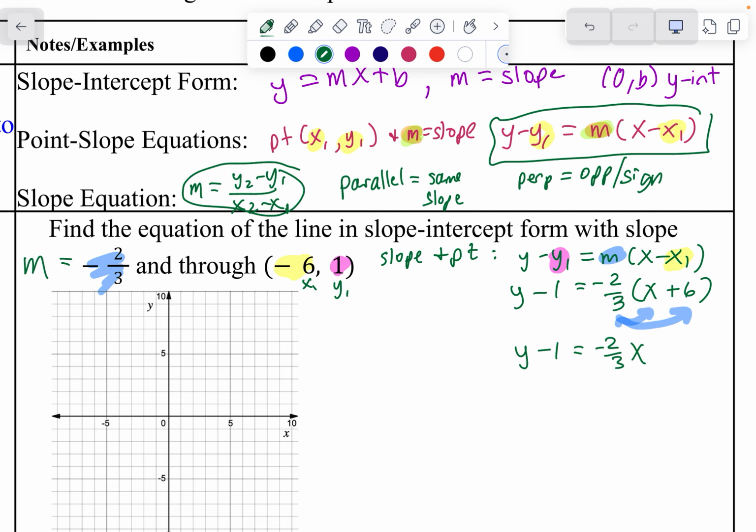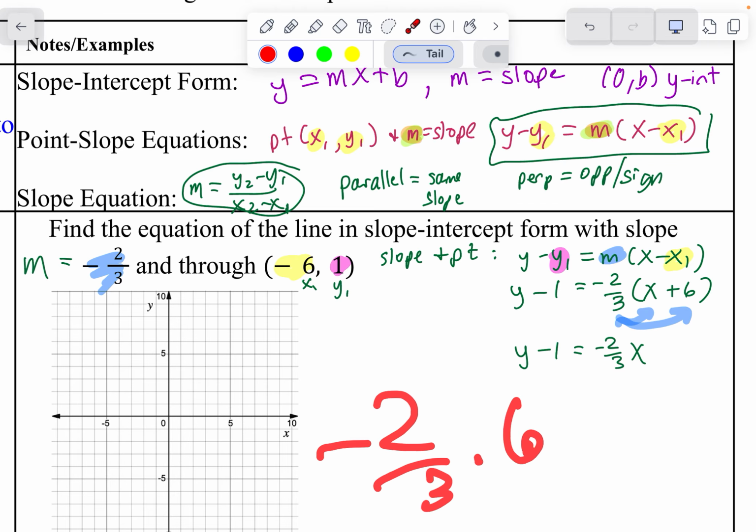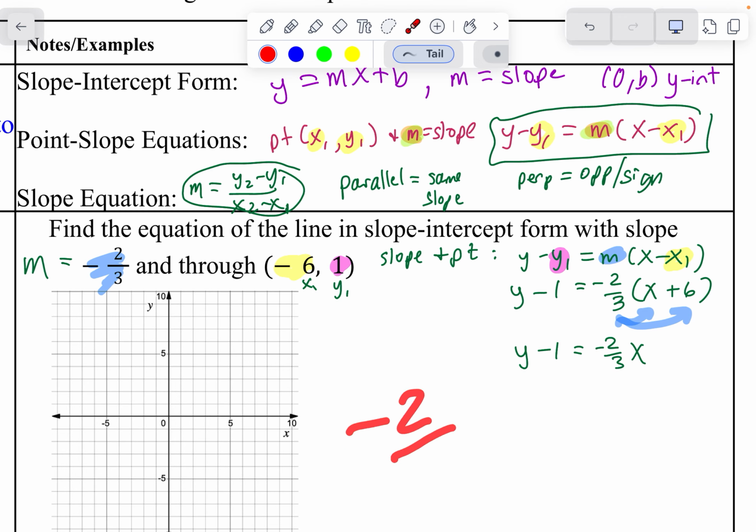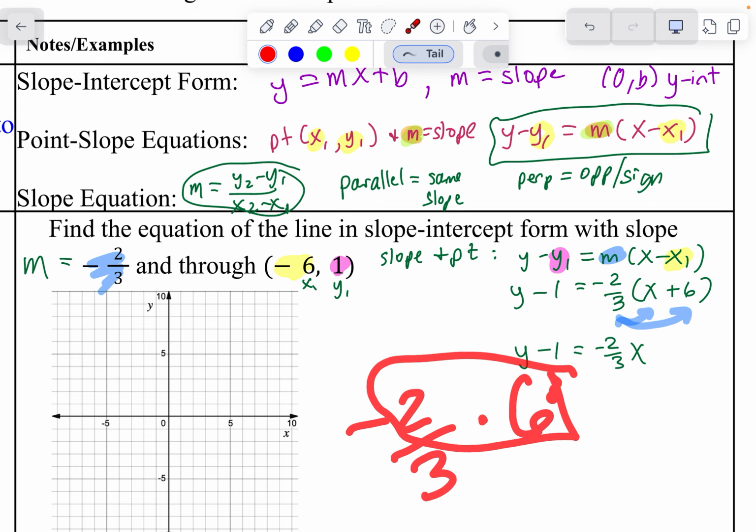But we have to multiply this by 6. So we're doing negative 2/3 times 6. Now, the easiest way to do that, I think, is just to multiply the tops and divide by the bottom. So if we have negative 2/3 times 6, what's negative 2 times 6? Negative 12. And then you can just divide that by 3, right? Negative 12 is divisible by 3. And so we get negative 4.